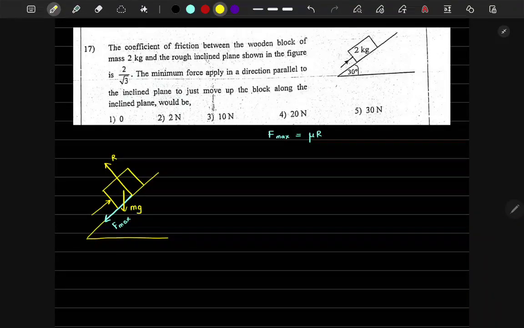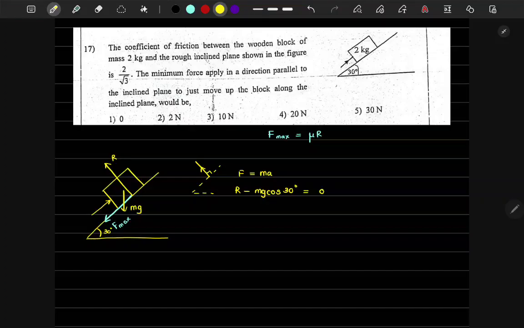Now let's try to figure out what R here is. We can consider the perpendicular direction to this inclined plane and apply F equals ma. Then R minus mg, since this angle is 30, here it's mg cos 30, and in that direction there is no motion, there is no acceleration.